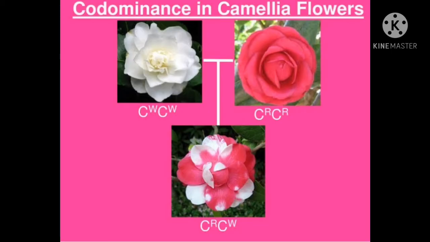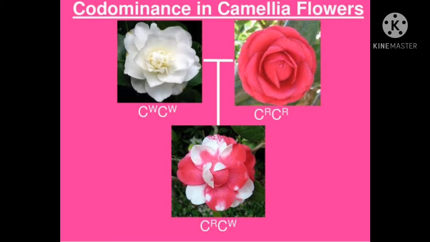Now see another example of codominance, in camellia flowers. A white flower is crossed with a red flower, and we get codominance, that is both the colors appear in the F1 generation. So see in this figure, the white flower, that is CW, is crossed with the red flower, CR.